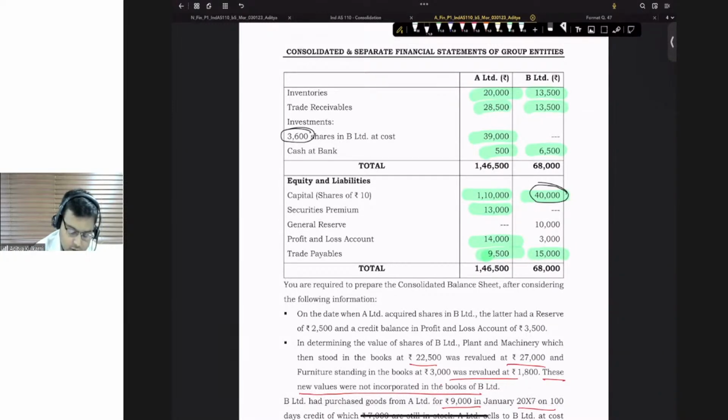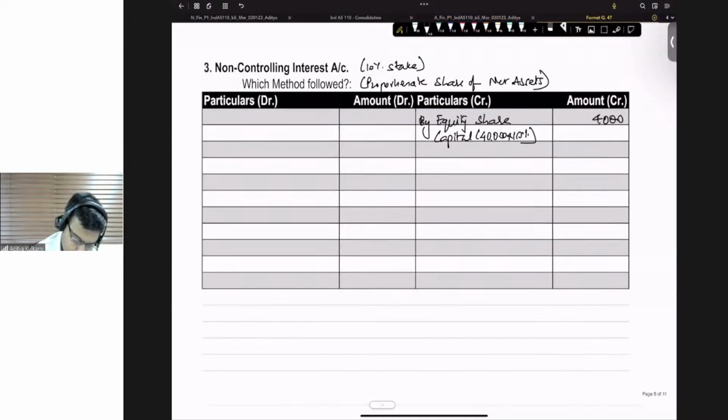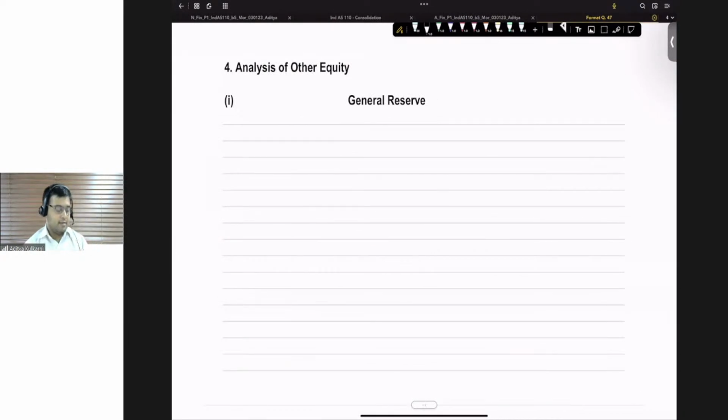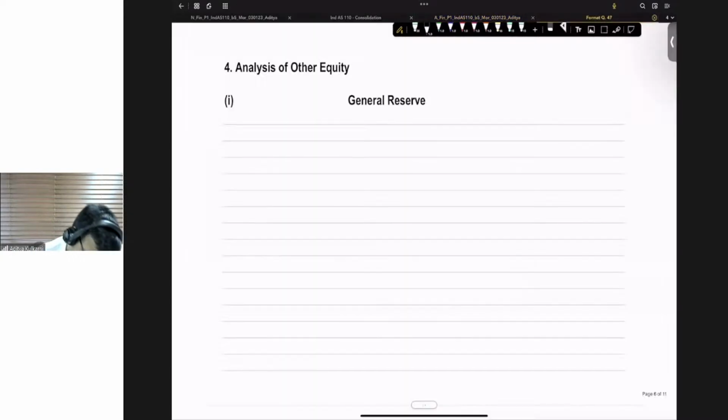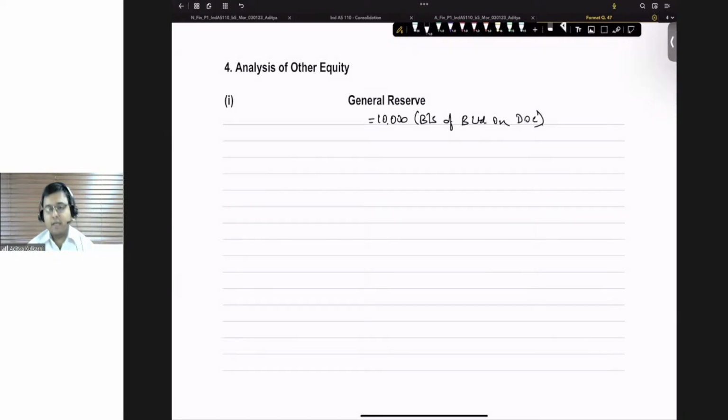Then we move on to analysis of reserves. Okay. So first thing what I'm having is general reserve of 10,000. Balance sheet of B Limited on the date of consolidation.